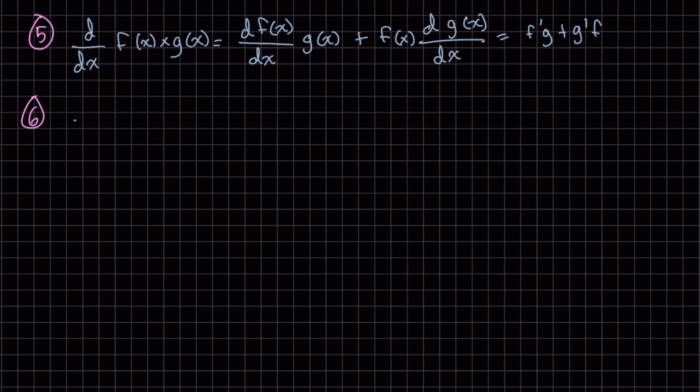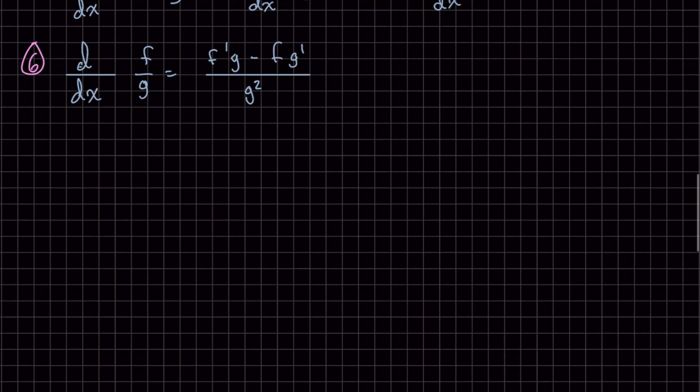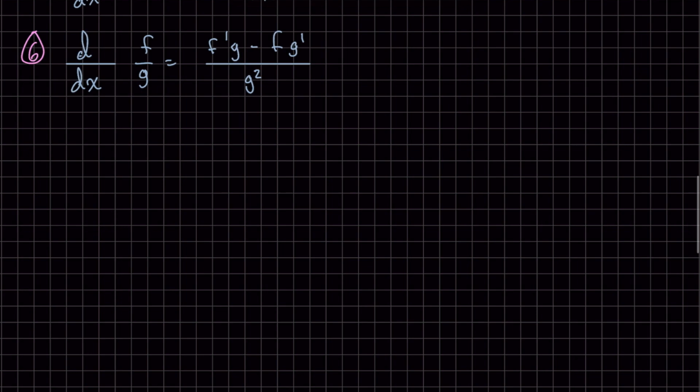If we want to take, I'm going to stop writing the full g and f of x, if we want to take the derivative with respect to x of f over g, where f and g are both functions of x, that is equal to f prime g minus f g prime, all divided by g squared. So that's a little more complicated, and doing problems with this one is hard.